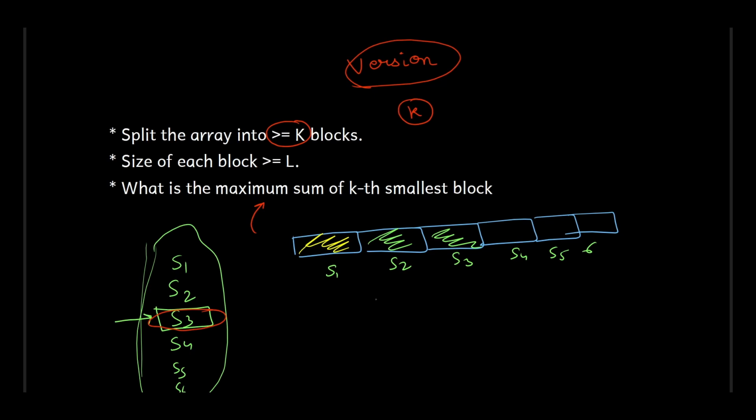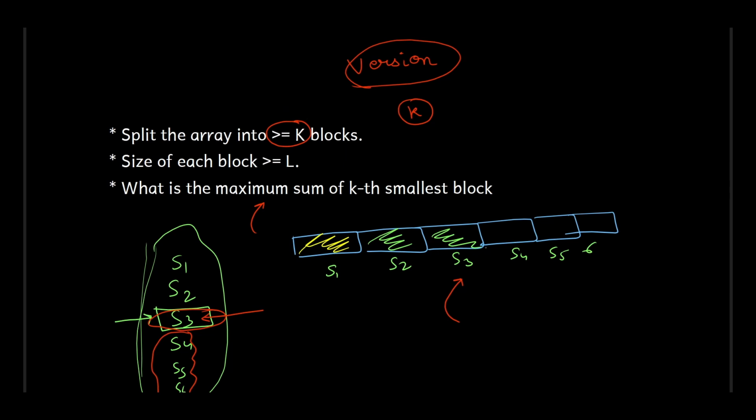Then let's locate where S3 is in our array. So S3 is located over here. But if S3 is located over here, and keep in mind that these values are useless. Why? Because we are creating this entire thing, but we are only maximizing for S3. So now the answer: the problem says that you have to split into greater than or equal to k blocks.